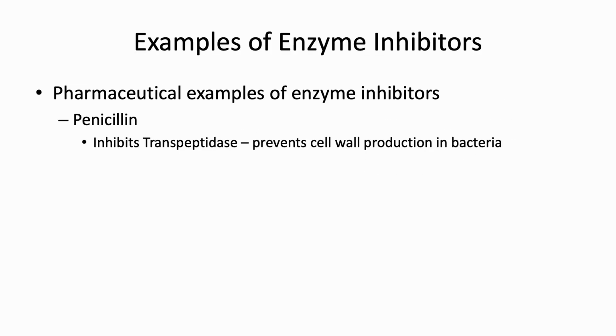Now, inhibitors can also be helpful. So for example, penicillin, which we all know is an antibiotic, works as an inhibitor for a particular bacterial enzyme. So it prevents bacteria from being able to build new cell walls as they want to replicate.